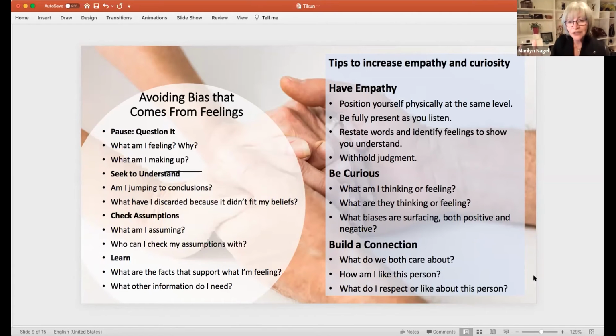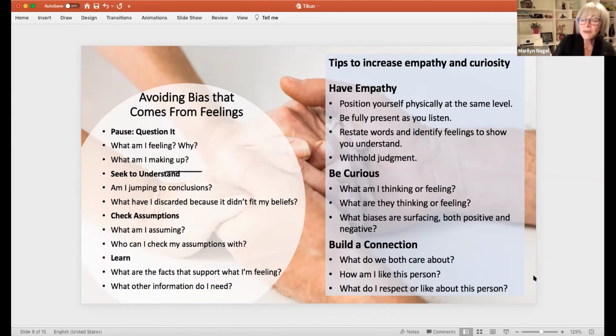And then be curious. What am I thinking or feeling? What are they thinking or feeling? What biases are surfacing, both positive and negative? Because biases are going to be both on the positive and negative side. And then how could you build a connection? What do you both care about? How am I like this person? What do I respect or like about this person?